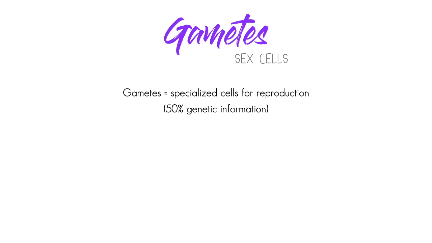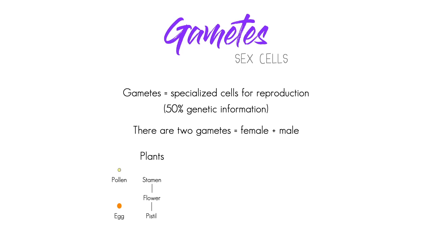Gametes, or sex cells, are cells specialized for reproduction. Gametes carry only half of the genetic information, and so when the two gametes combine, they produce one whole organism. There are two gametes, one produced by the female and one produced by the male. In plants, the two gametes are the pollen and the egg. Both of them are produced in the flowers. The pollen is produced in the stamen and the egg in the pistil.